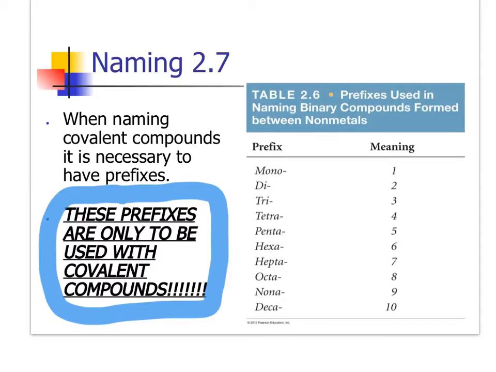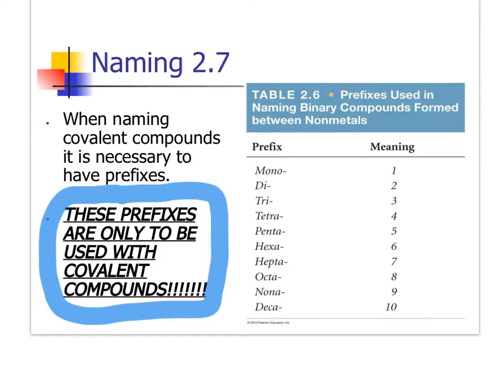You will be asked to be able to recall these prefixes from memory. Most of them are very easy and things that you have talked about in other classes, such as geometry and even English classes, where you have mono, 1, di, 2, tri, as in triangle, has 3 sides, for 3, tetra, 4, penta, a pentagon has 5 sides, hexagon has 6, hepta, 7, octa means 8, nona means 9, and deca is 10.